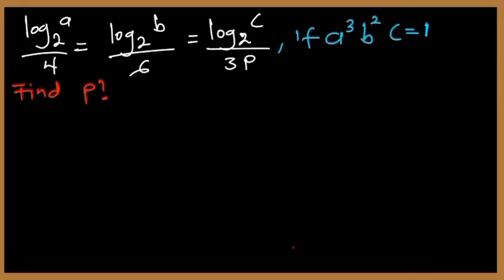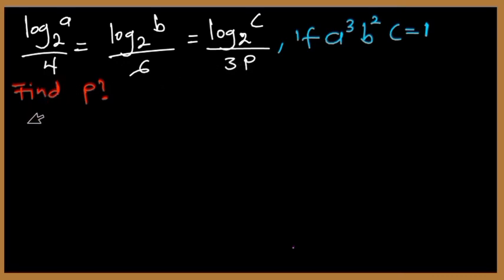The question is asking us to find p. We have a to the power 3 plus b to the power 2c equals 1, given this equality. So we mean that this one is equal to this one is equal to this one is equal to this. So we approach it by equating the whole of this one to x.